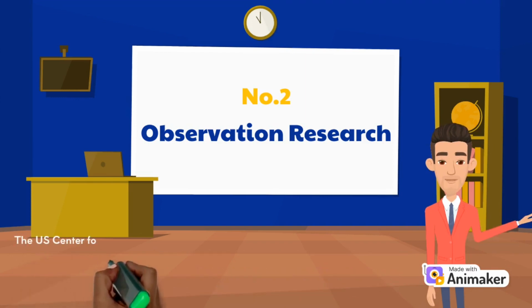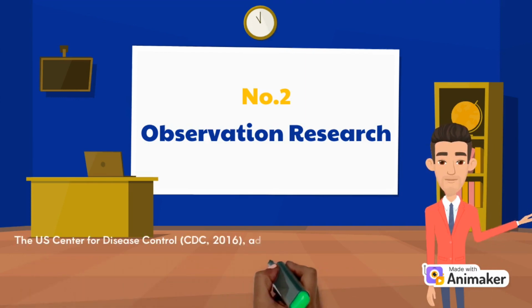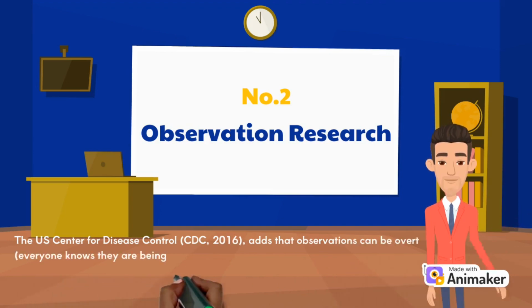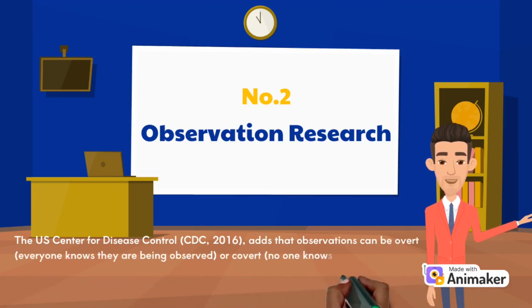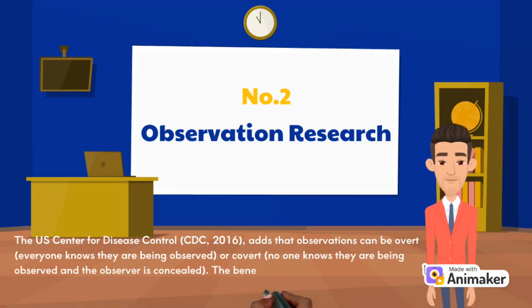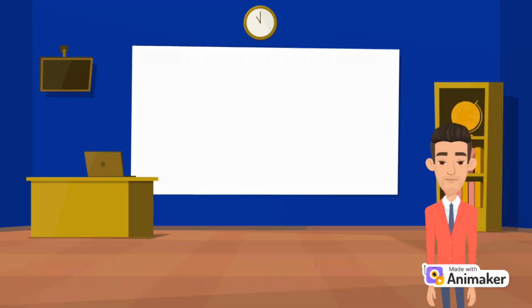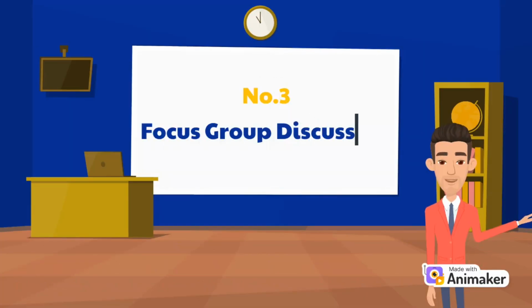The U.S. Center for Disease Control, CDC, 2016, adds that observations can be overt, where everyone knows they are being observed, or covert, where no one knows they are being observed and the observer is concealed. The benefit of covert observation is that people are more likely to behave naturally if they do not know they are being observed.